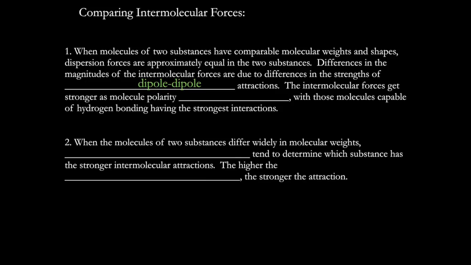So that can be dipole-dipole forces or hydrogen bonding. Now, the intermolecular forces get stronger as molecular polarity increases, as we said, and therefore molecules that have hydrogen bonding are going to have the strongest interactions. So assuming that molecules have about the same molecular weight and shape, what's going to dictate the strength of the intermolecular force is whether there are dipole-dipole interactions. And then if those happen to be hydrogen bonding, remember you have to have hydrogen, F, O, or N, and the molecule has to be polar, then hydrogen bonding is what is going to dominate and cause the intermolecular forces to be the strongest.